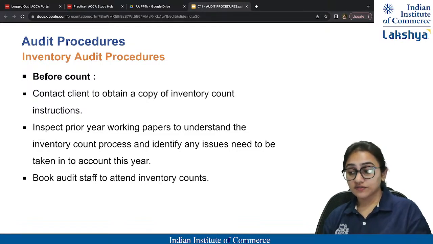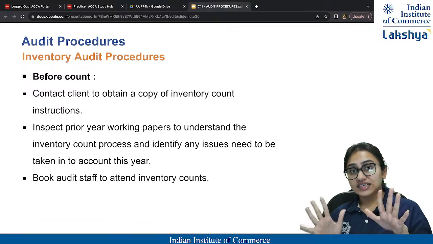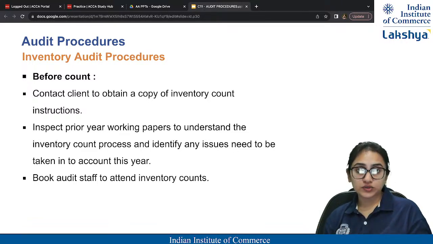Then book audit staff to attend inventory counts. Convince the audit staff that you have to attend an inventory count. If there are 10 warehouses, at least you can cover 60 to 70%. So your detection risk also decreases. Yes. Then this is before the count.